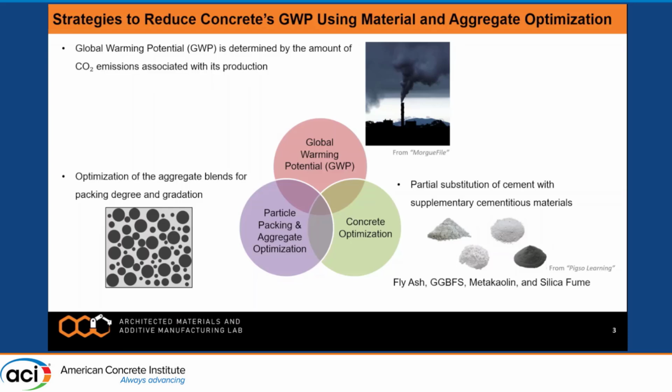First is particle packing and aggregate optimization. Basically, increasing the aggregate packing reduces the space and reduces the overall amount of the cement binder that is required, and you reduce the overall carbon emission. The second, which has been done quite a lot, is the partial substitution of the cement with supplementary cementitious material, and in our case we have done that with fly ash and slag. We have done both of these optimization techniques to see how they affect the mechanical properties and global warming potential of concrete. The global warming potential is a metric that determines the amount of carbon dioxide emission with the production of the concrete.